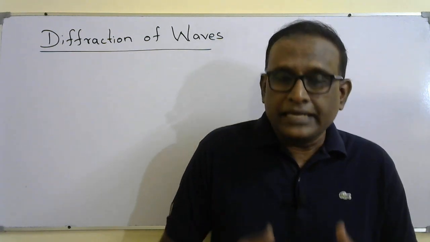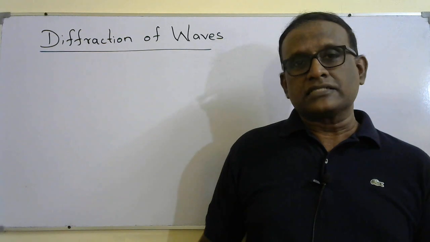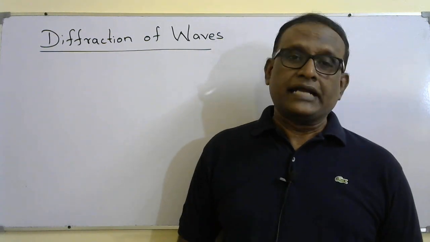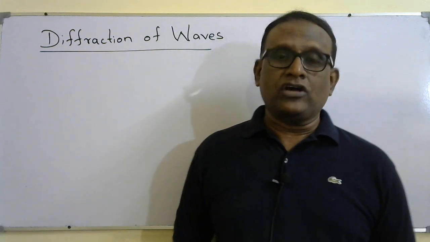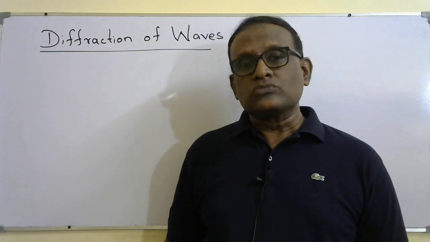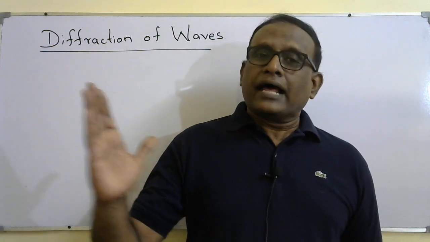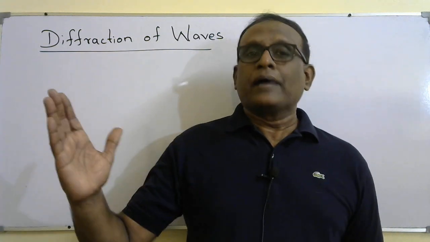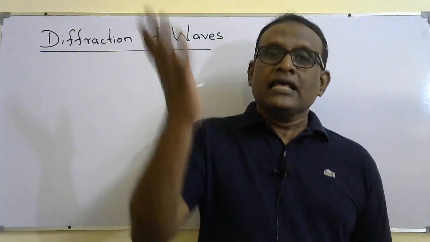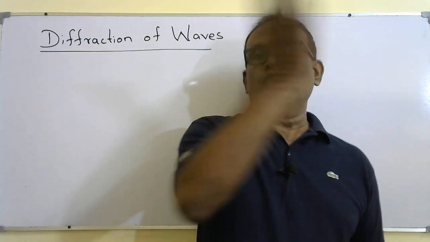So what's the meaning of diffraction? It means when a wave passes through an aperture or when it meets an obstacle, it will spread out. This behavior of the wave is called diffraction. So what happens when it spreads out? Normally we consider a parallel wavefront. When a parallel wavefront meets an obstacle, it will become a curved wavefront.